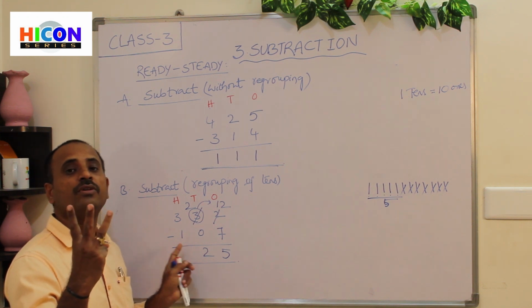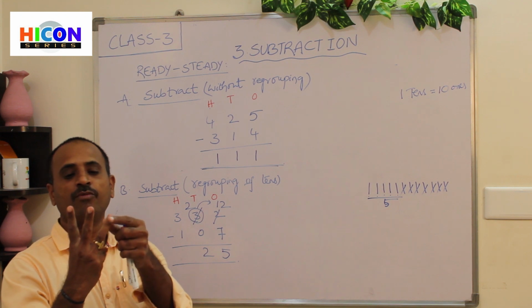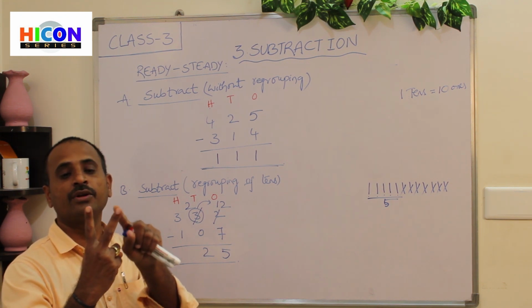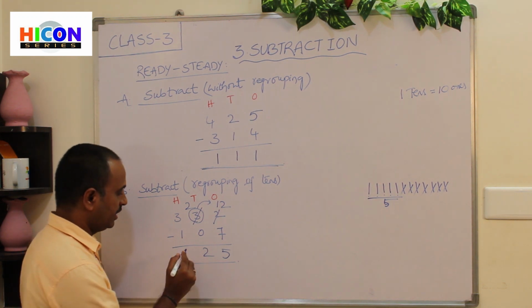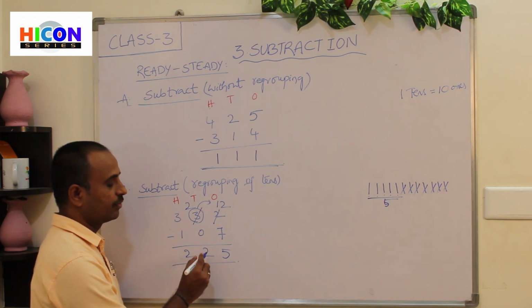So close one finger among these 3 fingers. So children, see, I am closing one finger. So how many fingers are left here? So 1, 2. The answer is 2. Write 2 under the hundreds place. So the answer is 225.